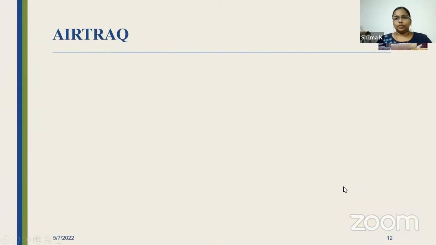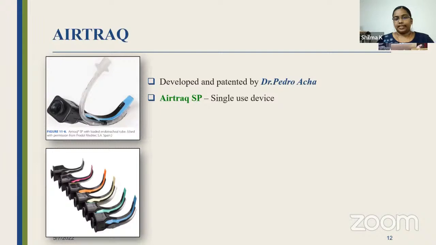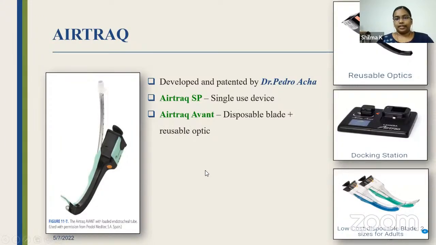Let's discuss some commonly used video laryngoscopes. First is the AirTrack. AirTrack was developed and patented by Dr. Pedro Acha. And there are two versions, AirTrack SP and AirTrack Avant. AirTrack SP is an entirely single-use device which is available in both pediatric and adult versions. It's a channeled blade. These are color coded. And AirTrack Avant contains a disposable blade and reusable optic. This reusable optic is charged in a docking station in between uses and discarded after 50 uses.